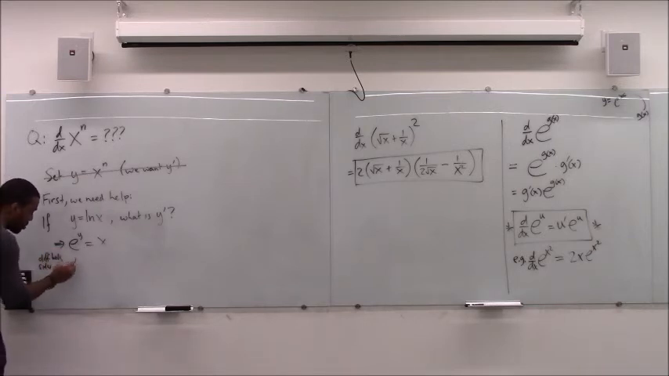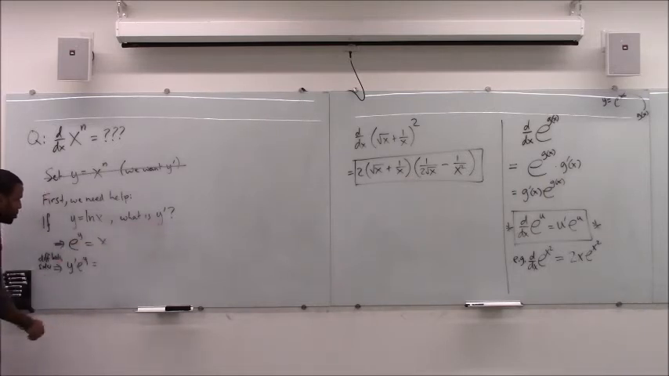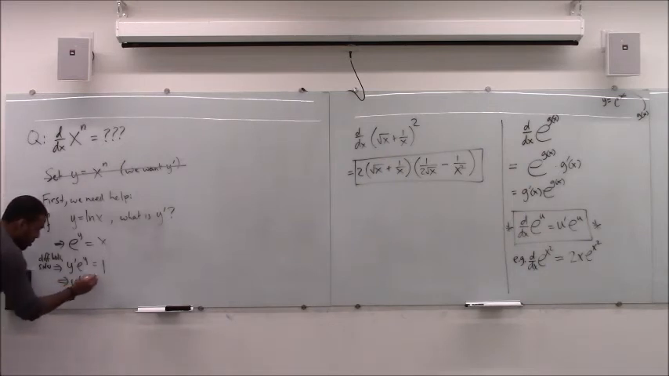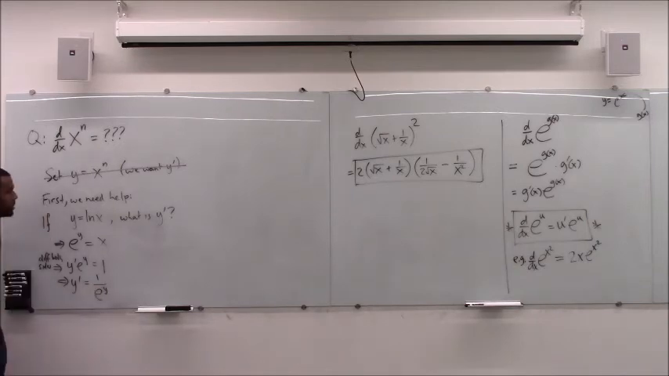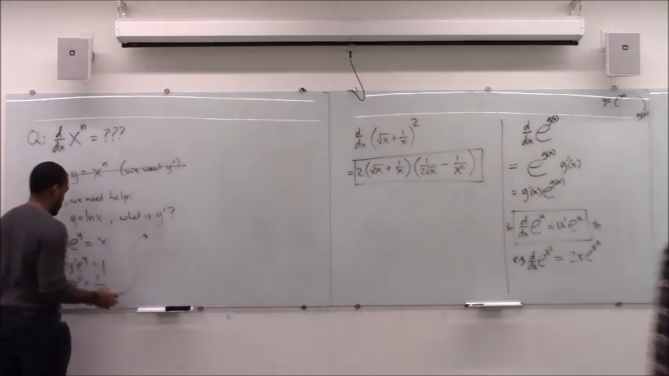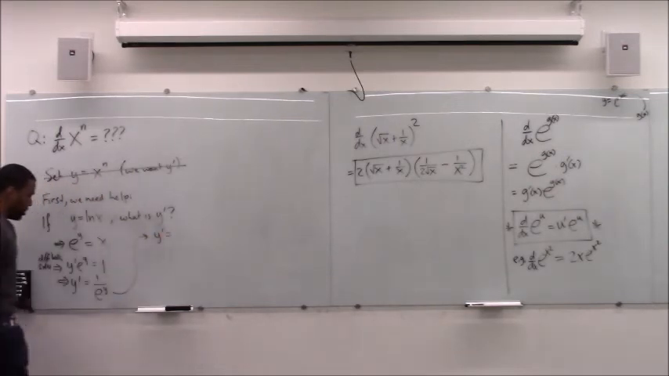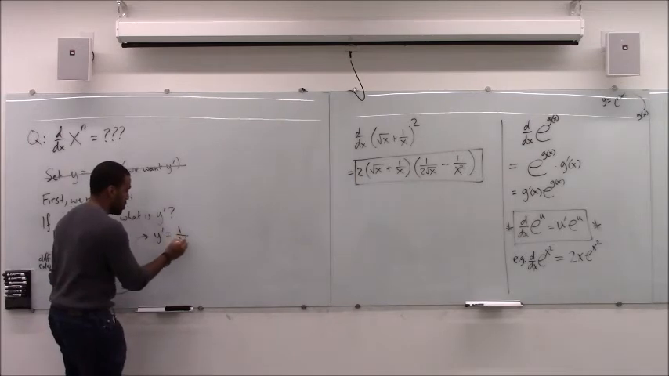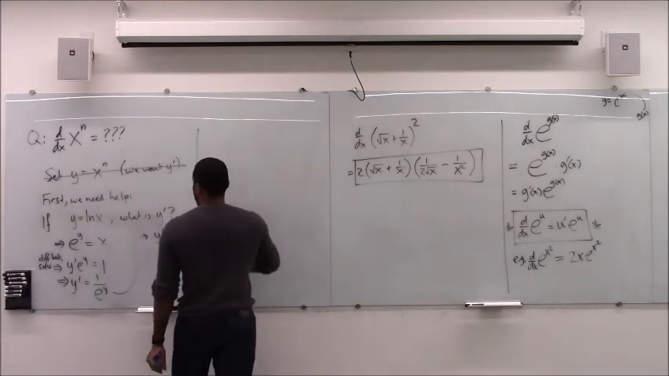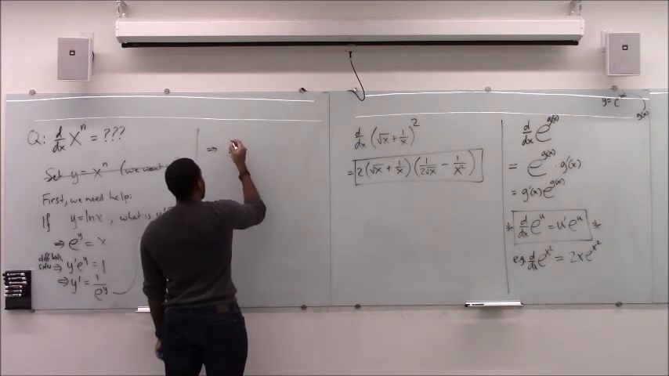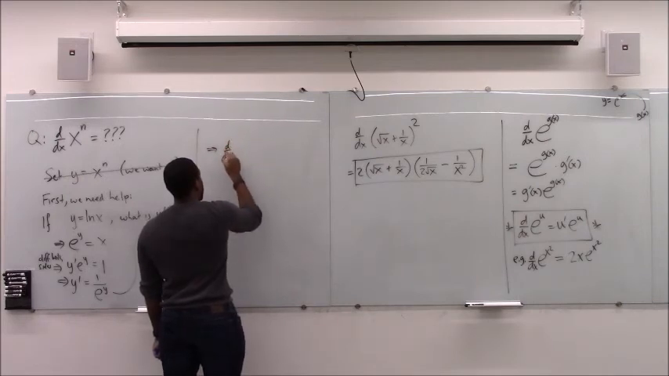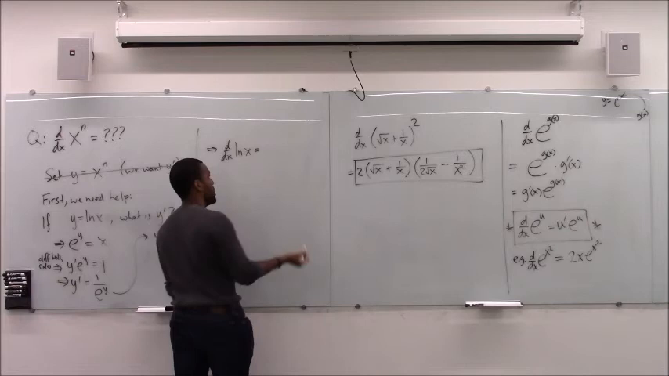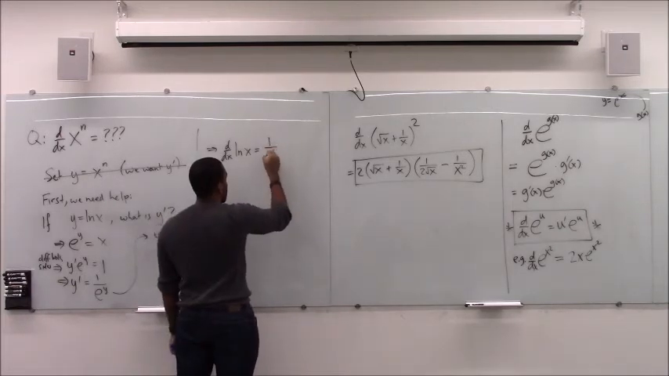Derivative of this is y prime e to the y. By that rule, derivative of x is 1, because we derived that last time. And then I can just solve for my y prime. My y prime is going to be 1 over e to the y. But what is e to the y? Well, e to the y is x. So that's 1 over x. So this means the derivative of ln of x, right, the natural log, is actually 1 over x.